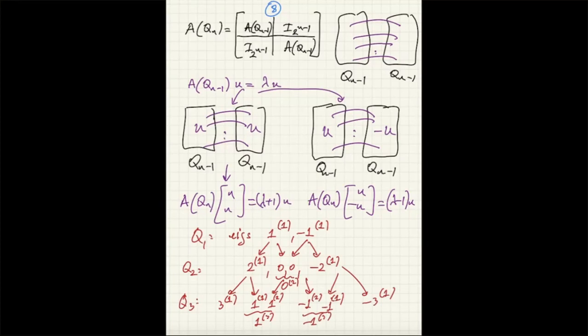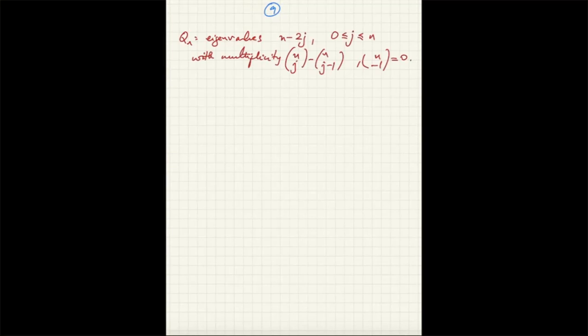So essentially Q_n has eigenvalues n minus 2j for j between 0 and n, with multiplicity n choose j minus n choose j minus 1, where n choose minus 1 is 0. So these are the eigenvalues, okay?